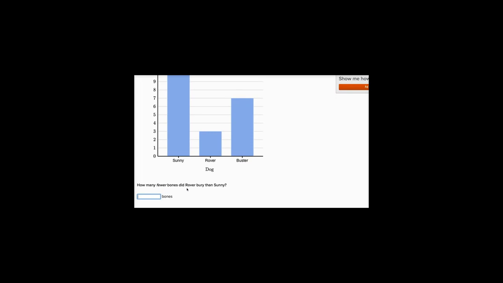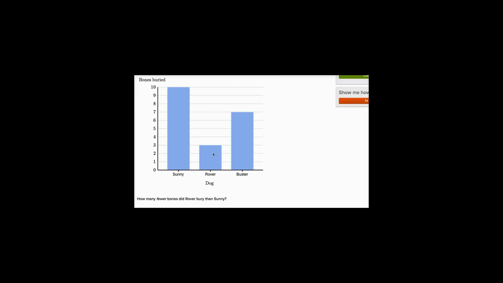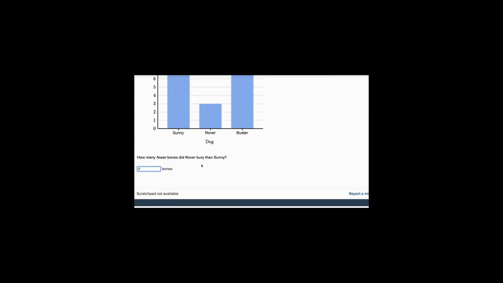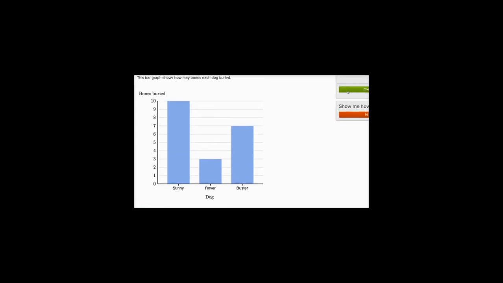How many fewer bones did Rover bury than Sonny? Let's see. Rover buried 3 bones. Sonny buried 10 bones. So how many fewer is 3 than 10? Well, to go from 10 to 3, you have to take away 7. 10 minus 7 is 3, or 10 minus 3 is 7. 1, 2, 3, 4, 5, 6, 7. So Rover buried 7 fewer bones than Sonny. 10 minus 3 is 7. The difference here is 7. Let's do one more of these.